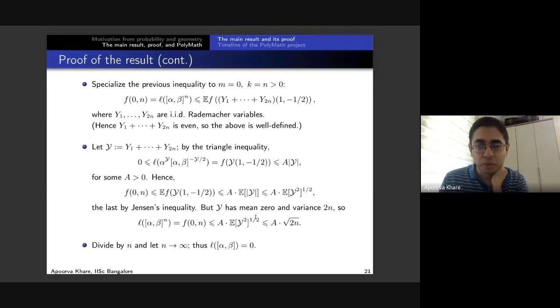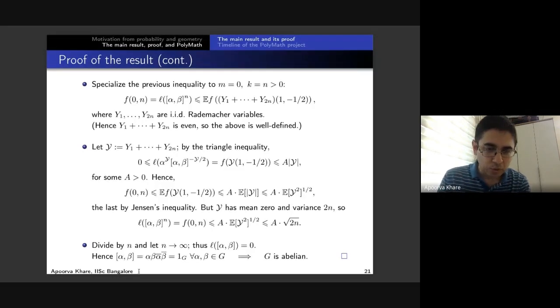Divide by n. So you get the length of alpha beta is less than root 2 divided by root n. Take n going to infinity, and therefore you get 0. And so alpha beta must be 1. Therefore, the commutator equals 1. So alpha and beta commute for all choices of alpha and beta in the group with a homogeneous length function, or a bi-invariant, translation invariant norm. Therefore, G is abelian. So it uses a bunch of very, very clever arguments.